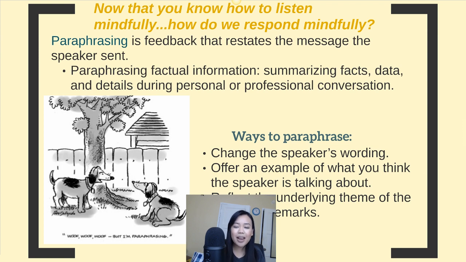And so it's a great way to not only develop a really strong relational bond with other people, because you're letting them know I was listening and I really want to make sure I got the message right.